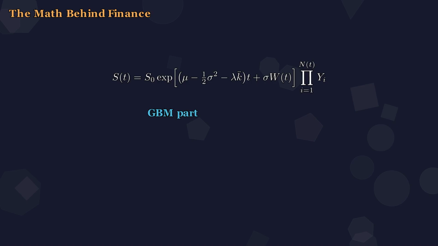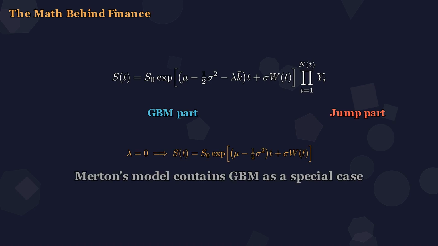The stock price equals S0 times an exponential, the familiar GBM piece with its Ito correction, multiplied by the product of all jump factors Y sub i up to time t. And notice, if we set lambda equal to 0, the Poisson process never fires, the product is empty, and we recover exactly the GBM solution from episode 1. Merton's model is a strict generalization. Everything we built before is a special case.